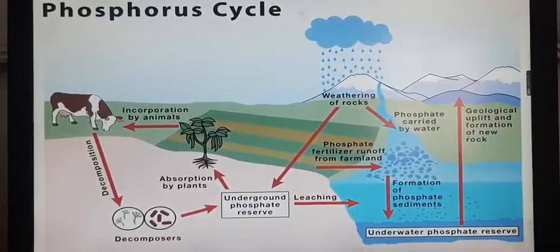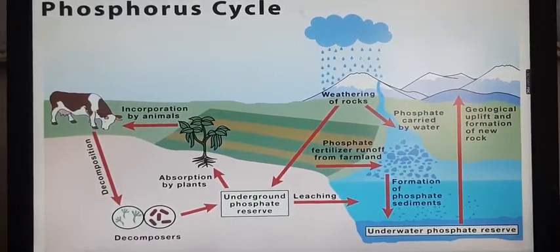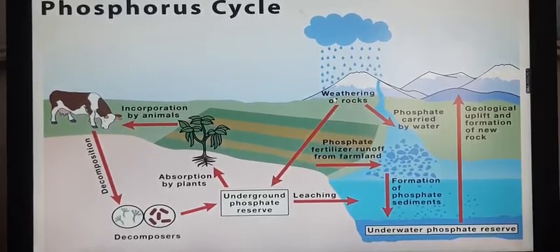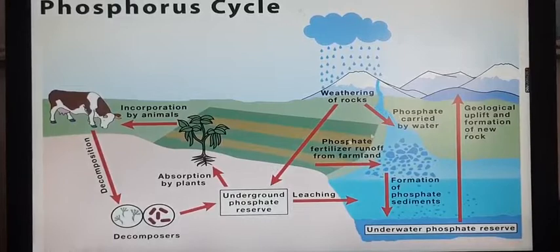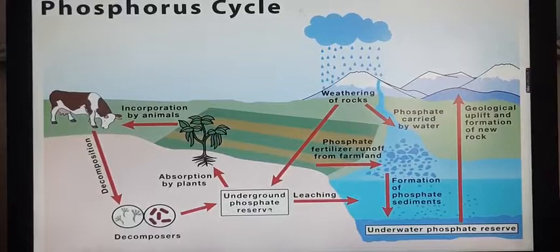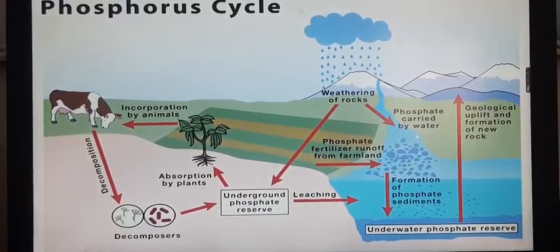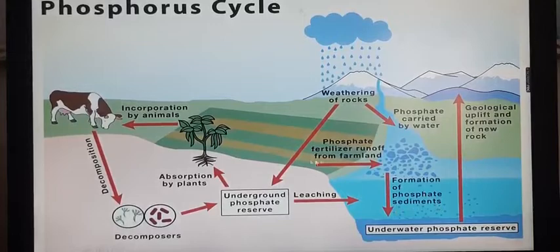Then next is the phosphorus cycle. By the precipitation, the phosphorus comes into the environment. Then it is present in the rocks. By the process of weathering, it goes either through the rain into the underground phosphate reserve, or it goes into the water bodies. Then in the water bodies, formation of phosphate sediments takes place.